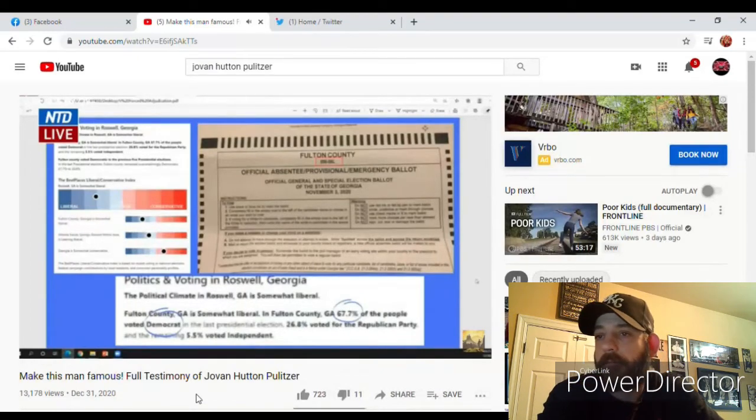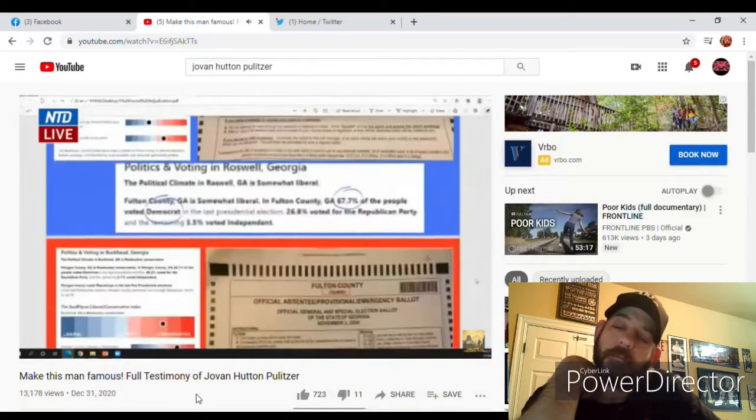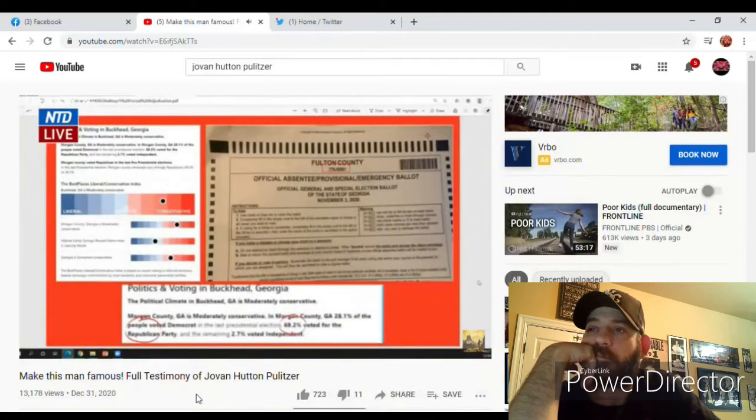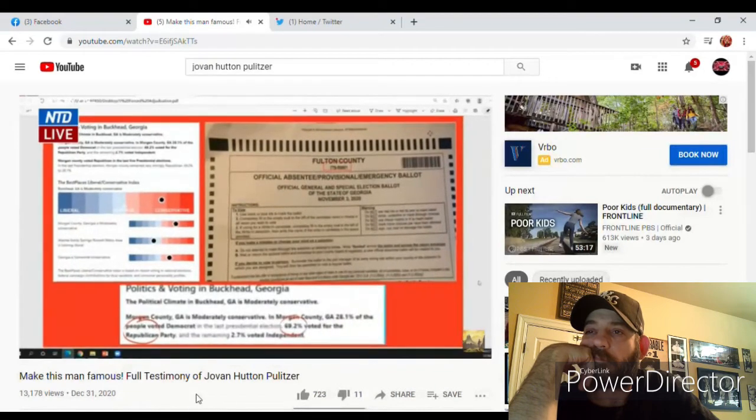This particular county, not according to my data, but according to public data, says 67.7% of the people voted Democrat. I'm just pointing this out so you understand. I use traditional coding, the blue for the Democrat side, the red for the Republican side. Let's take a look at the next ballot, please. This is a ballot for Buckhead, Georgia. This particular one says that 69.2% voted for the Republican Party, right? This one is what we call our ballot.